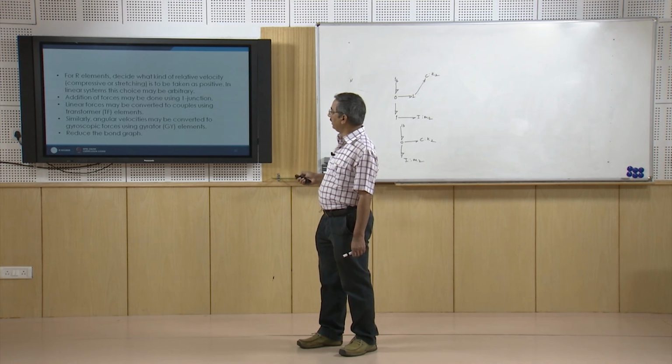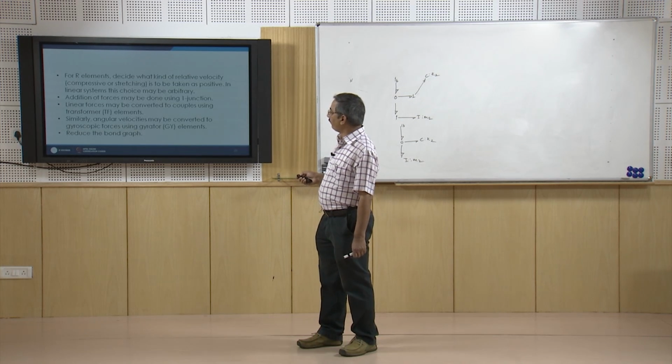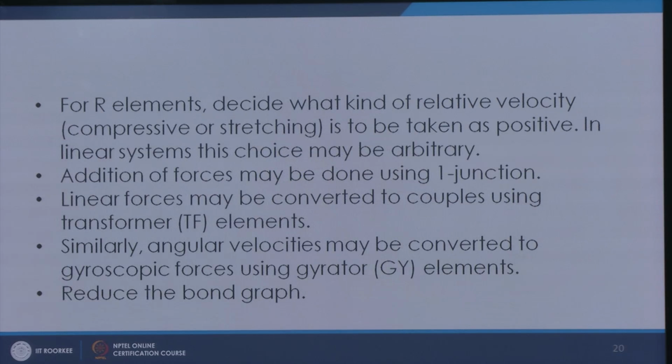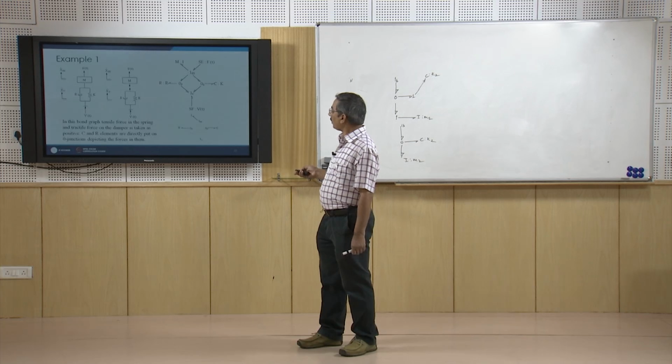Again in a linear spring this choice may be arbitrary, and addition of forces may be done using a one junction, which is a constant flow junction, or the effort summation junction, and linear forces may be converted to couples using the TF element, and similarly the angular velocities may be converted to the gyroscopic forces using the gyrator element, and then reduce the bond graph using the method which we have already discussed. Fine.